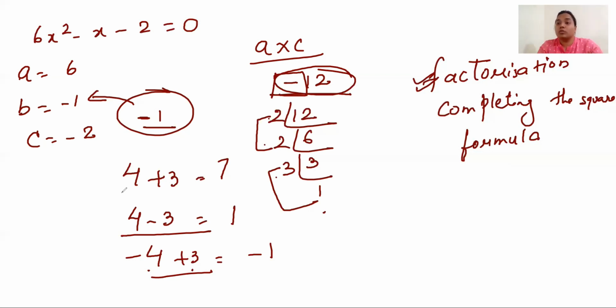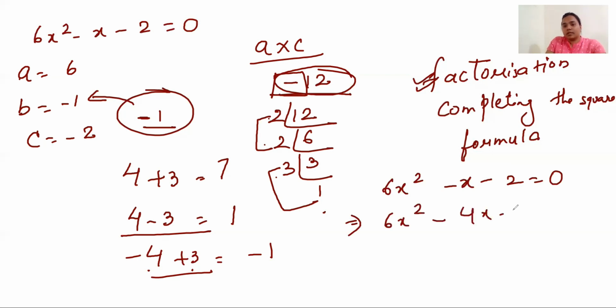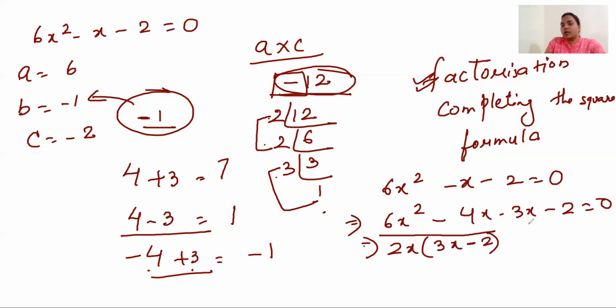We have to check both the signs of A into C, and of B also. And the best way to check this is at the end; I'll just tell you how. If you're taking the wrong factors, you will not get it correct in the third step. See, so 6x squared minus 4x minus 3x minus 2 is equal to 0. I'll take 2x common out of this, left 3x minus 2.